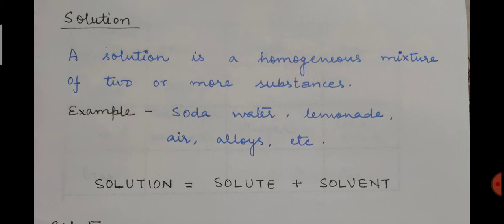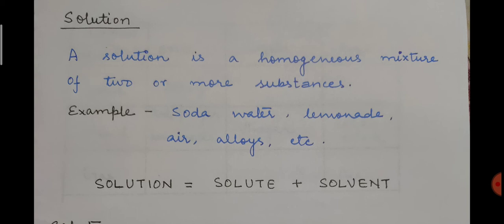So the first thing, definition. A solution is a homogeneous mixture of two or more substances. The most important point in the definition of solution is that it is a homogeneous mixture. That means it is having uniform composition throughout, and as it is a mixture, then definitely at least two substances are mixed together. So in case of solution, two or more substances are mixed, but when they are mixed, they are homogeneous in nature, which means they are having uniform composition throughout.